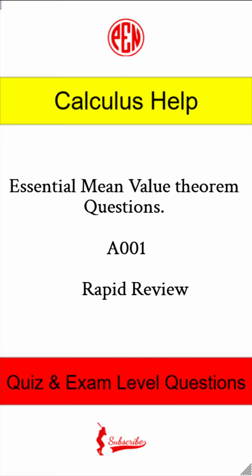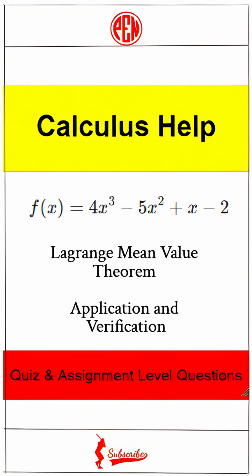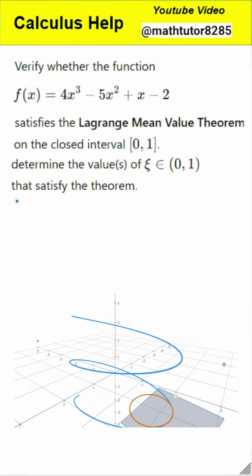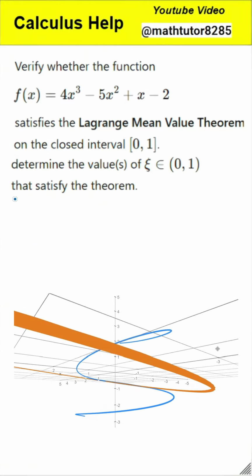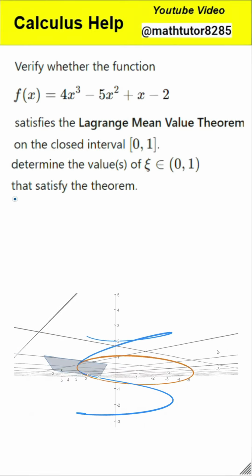Today, we'll do a quick review of the essential mean value theorem questions. This question is to learn how to apply Lagrange mean value theorem and verification. Determine whether the function 4x cubed minus 5x squared plus x minus 2 satisfies the Lagrange mean value theorem on the interval from 0 to 1.